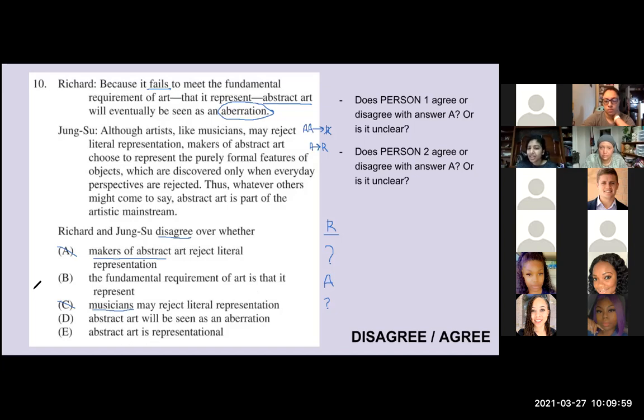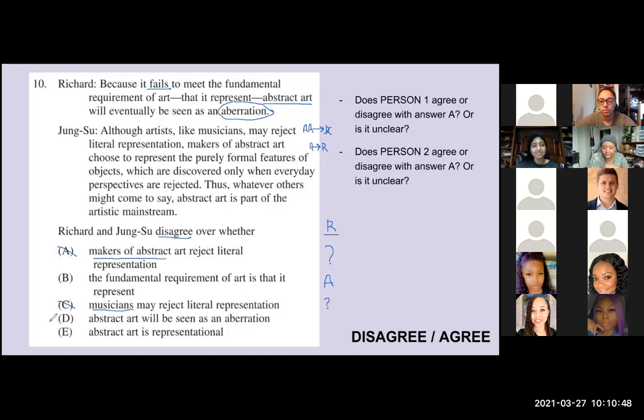No. If Richard came second, could Richard refer back to musicians without saying the word musicians? Maybe, right? If Richard was just talking about all artists, then musicians could fall under that. Does that make sense? Yes. But we don't know what musicians might or might not do. So could an answer be correct even if one person doesn't mention that specific word? Yes, but that specific word would have to fall under a bigger category of something that's mentioned. It would have to be like a synonym in some way. That makes sense. Awesome. And then D, abstract art will be seen as an aberration.